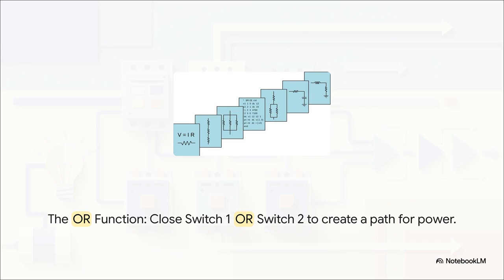See the difference here? The switches aren't in a line anymore. They're in parallel. This creates two possible paths for the electricity. This means power can get to the end if you close switch 1, or if you close switch 2. You don't need both of them. This gives our machine a choice, a little flexibility in how it makes a decision.